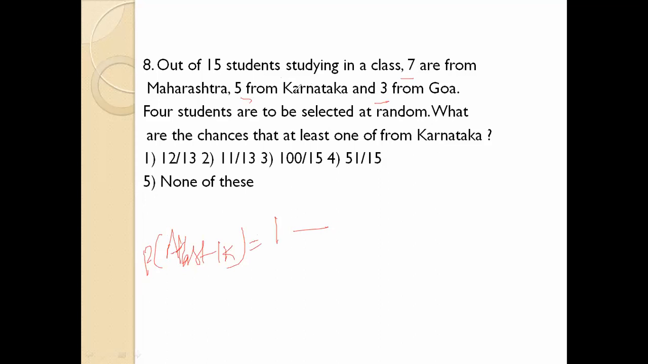Seven plus 5, 12, 12 plus 3. This is the selection. 4 students are to be selected, at least one from Karnataka. At least one minus no one selected from that one. So that means here 4 students we select from other than Karnataka. So 7 from Maharashtra, 3 from Goa. 7 plus 3, 10. So from this 10 we will select 4.